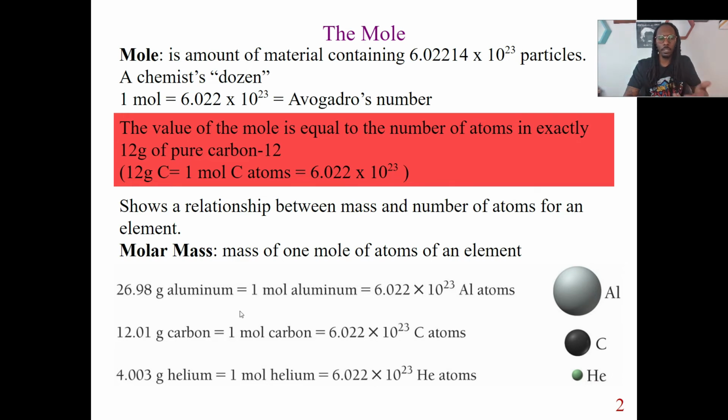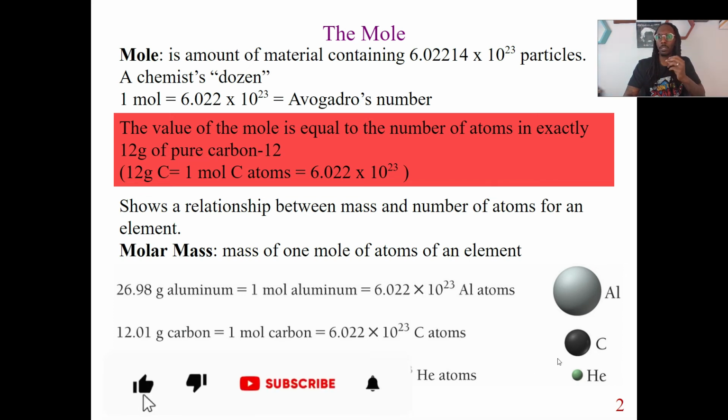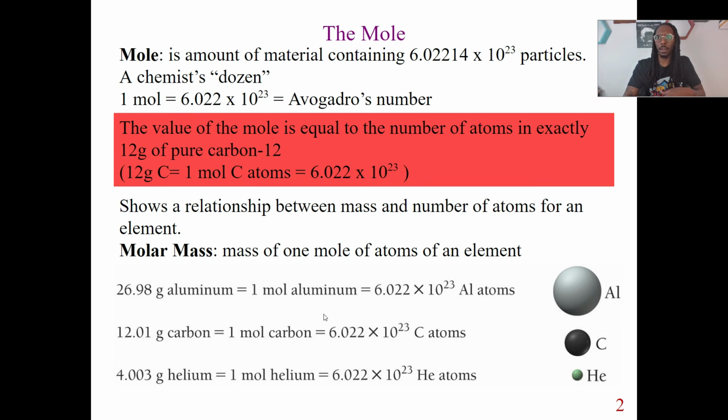The key thing to understand with mass is that if they're all 1 mole and they have the same amount of atoms, why are their masses different? Because they're different elements. Notice the size of these atoms. Helium is very small, so we're going to see a smaller mass. Carbon's a little bigger, so we see a bigger mass. Aluminum is a bigger atom, so we're going to see a bigger mass. We see this as we go across the periodic table.